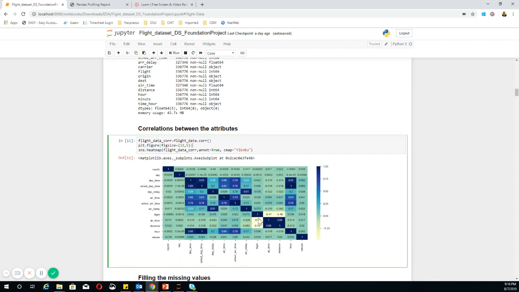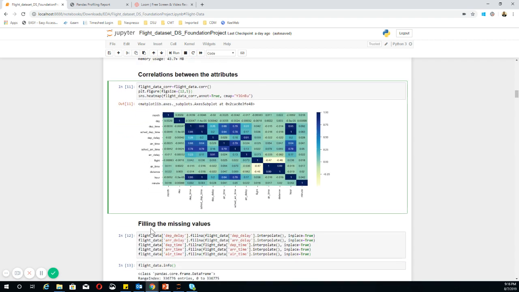I also interpreted the heat map for this dataset. From this, you can clearly understand that the scheduled departure time and the departure time are quite correlated with the hour, which is quite obvious because the departure time and the hour should be correlated. Apart from that, you can see that the air time was again correlated with distance. Basically, the more the distance, the more the air time; the less the distance, the less the air time.